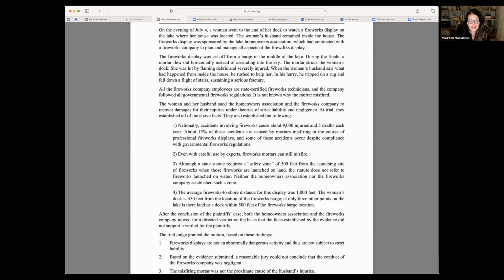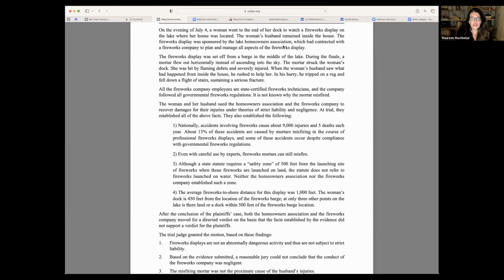That is foreseeable because it's foreseeable that somebody's going to rush to help someone, and it makes it more likely that you might trip and fall and hurt yourself if you're rushing. All the fireworks company employees are state certified fireworks technicians, and the company followed all governmental fireworks regulations. It is not known why the mortar misfired.